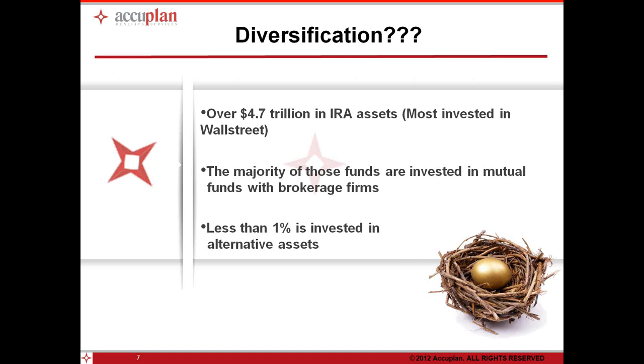Nothing wrong with those investments, but in the event of another downturn as we experienced in 2007, there are certain alternative asset classes that may offer you some protection against the more significant losses that most of us sustained back in 2007, 2008. And once again, less than 1% of the $4.7 trillion is invested in alternative assets. So we definitely need to increase that number within our portfolio.